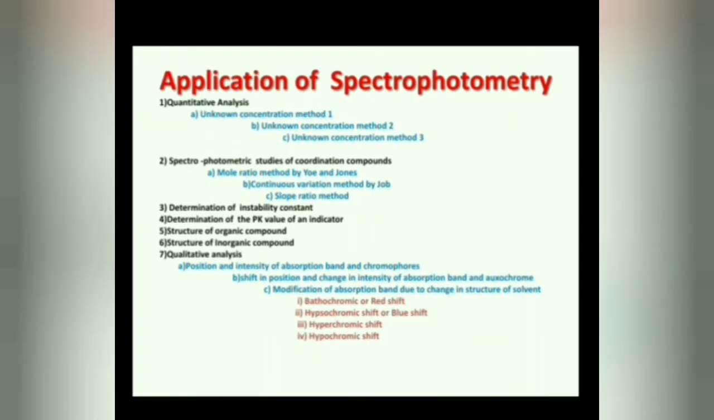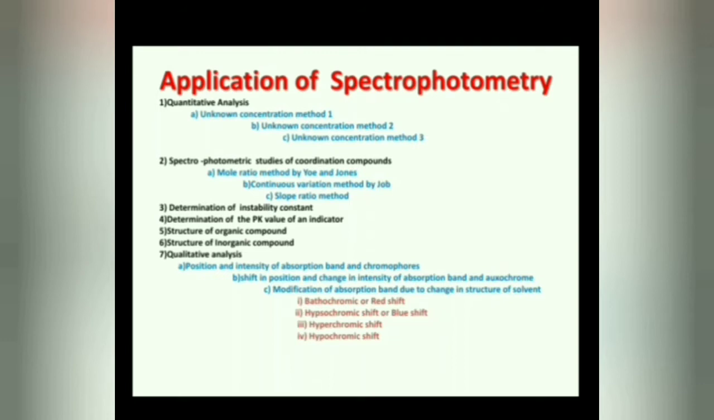Application of spectrophotometry consists of qualitative analysis, then spectrophotometric study of coordination compound, determination of instability constant, determination of pK value of an indicator, then structure of organic compound, structure of inorganic compound, and quantitative analysis. These are some applications of spectrophotometry. Let us see in detail the applications of spectrophotometry.